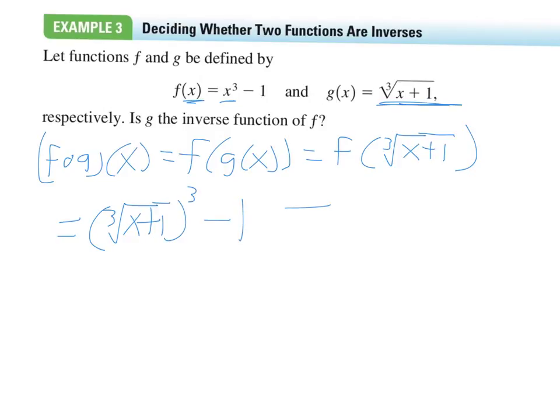minus 1. Raising a cubed root to the third power undoes that, so you're just left with x plus 1, and then minus 1. X plus 1 minus 1, the 1 and the minus 1 cancel out, so you're just left with x. So the first part checks out.